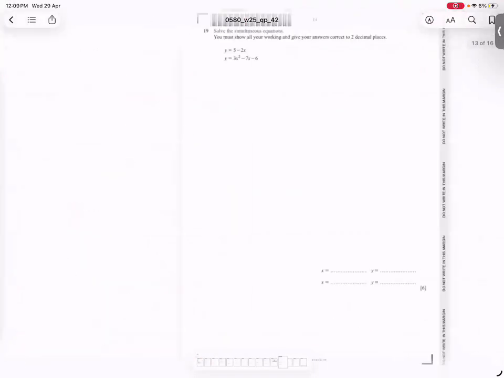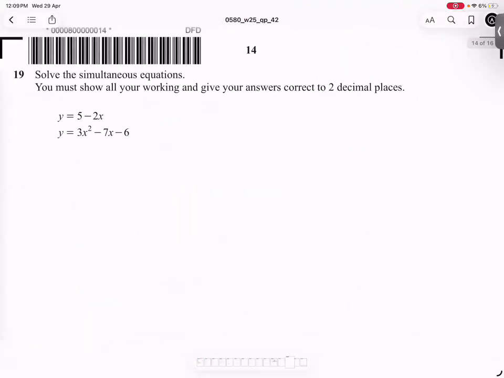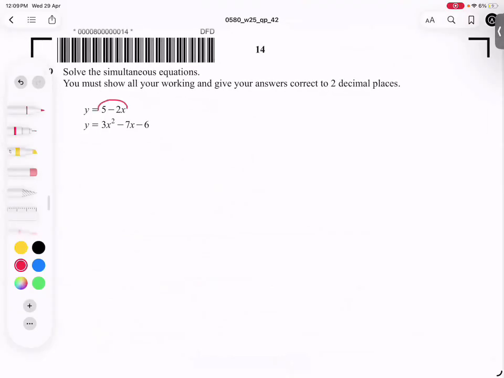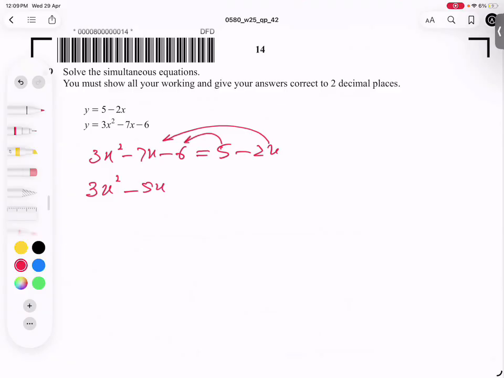Let's go for the next. The next question is solve simultaneously. This y value I can plug in here, or this y I can plug in there. So 3x to the power 2 negative 7x negative 6 equals 5 minus 2x. I'll bring all values to the left side. This will go here, and with negative 7, I get negative 5x. This comes here, negative 11x.